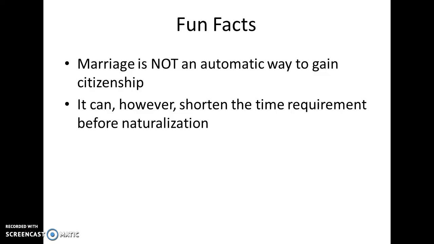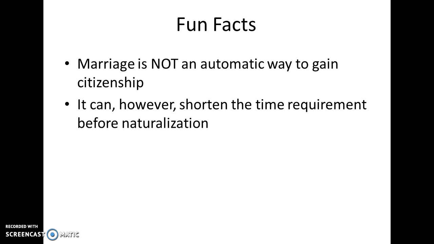One thing I wanted to point out is that marriage is not an automatic way to become a citizen. There have probably been countless sitcoms, movies, and TV series where you have a character who gets married or has to marry somebody to stay in the country. At least I can think of 5 of them right now. That is not an automatic way to gain citizenship, but it does shorten the time requirement.